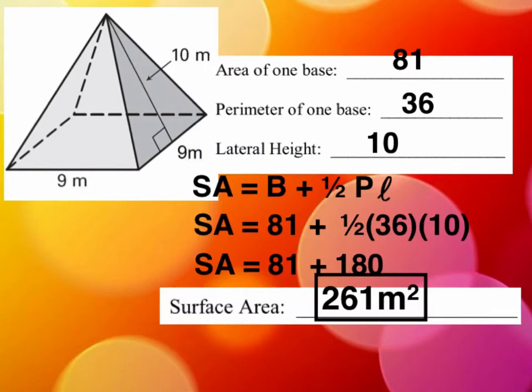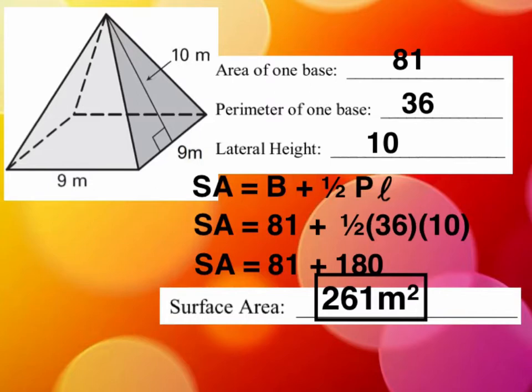Okay, so here is our first solution worked out for us. And here's the formula we're using. Remember, this is surface area equals the area of the base plus 1/2 the perimeter times the lateral height. So there are 3 unknowns here. Let's go ahead and figure out each unknown.